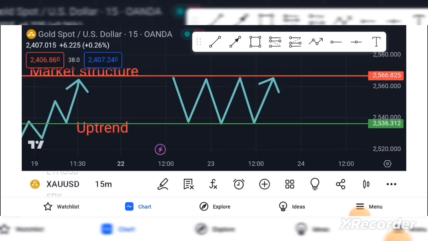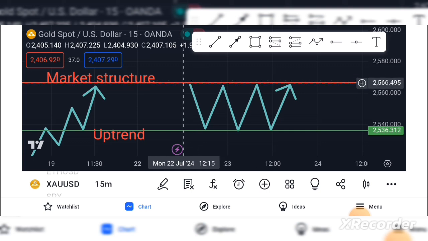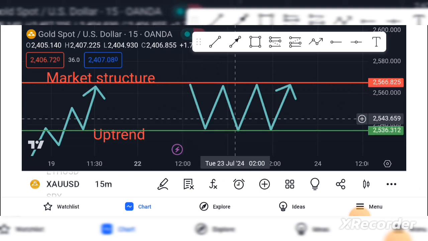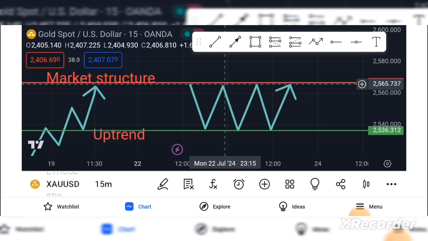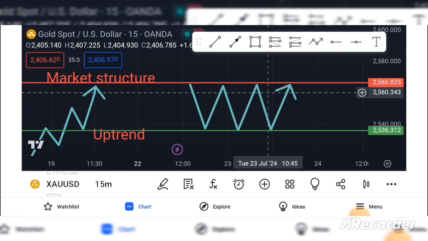You can see it went down from here. Maybe it was in a downtrend or something like that, reached this point, hit here, went back up and reached this resistance and went back down. Reaching this level, it went back up and also went back down. You can see it's just consolidating. It doesn't have any clear trend like this.